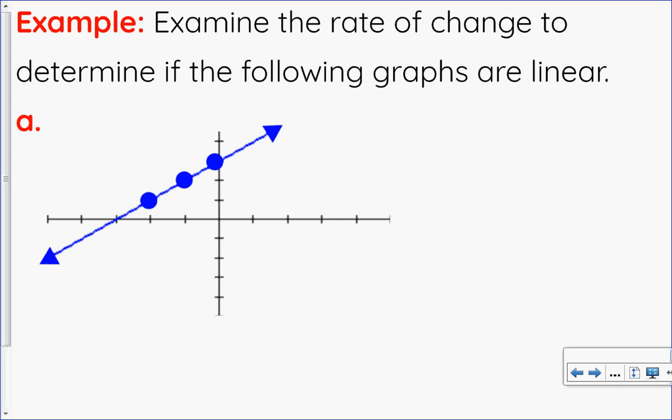Let's look at this example here. Clearly I can see it's a line, but how would I determine if it was in fact linear? I just look at how much I am going up or down, that's your y value, compared to left or right, and that's your x value. So I can see I'm going up 1 over 1, up 1 over 1. Since it's the same amount from point to point, I know this is a linear graph.